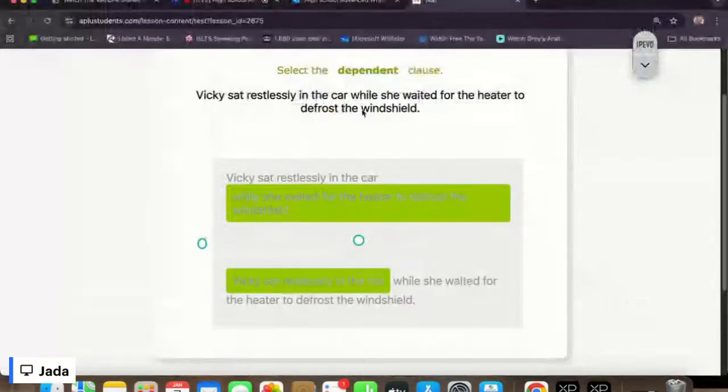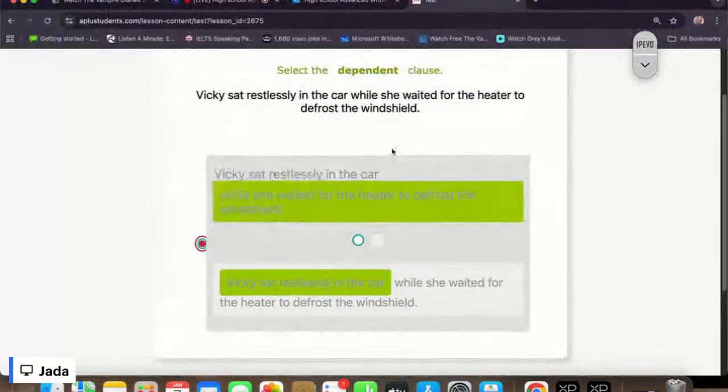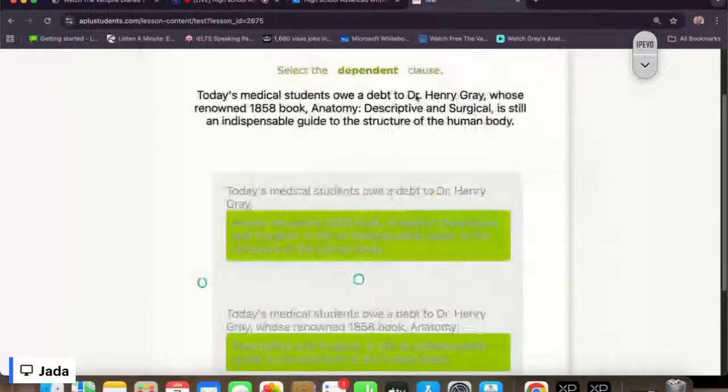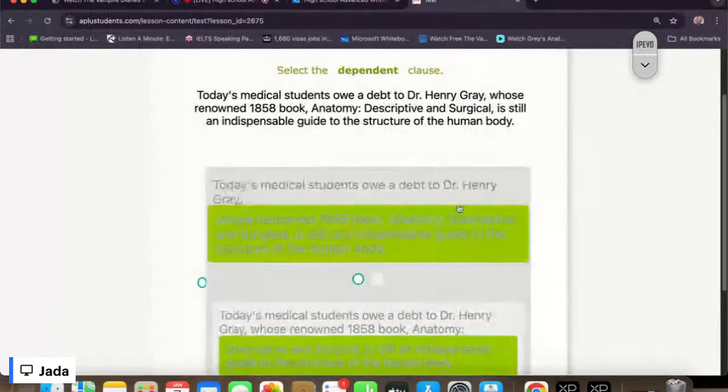Dependent is the first one. So we have, well, then dependent here. First or second.